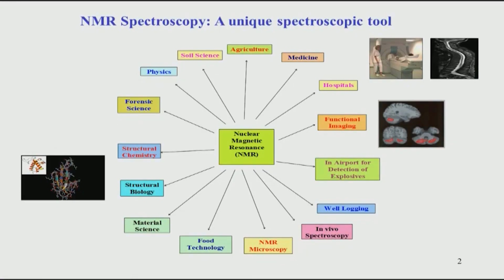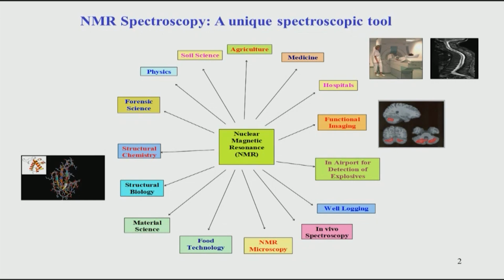As you can see, NMR spectroscopy is a very unique spectroscopic tool. It has applications in a wide area of science and technology. For example, it is applicable in agriculture, in medicines. A very popular application is called magnetic resonance imaging, where MRI is used. And we will see shortly in this course, towards the end, that MRI, magnetic resonance imaging, is essentially NMR.